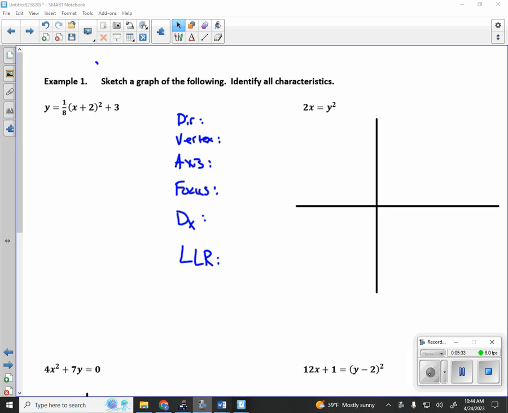Let's check it out. It is going to be an x equals, because the y is being squared. So you know that this is a sideways parabola. Because it's a horizontal parabola, you're going to solve for x equals. And so it's x equals 1/2 y squared. So this does open up to the right. And the vertex is located at 0, 0. There's no adding or subtracting that's happening on the inside.